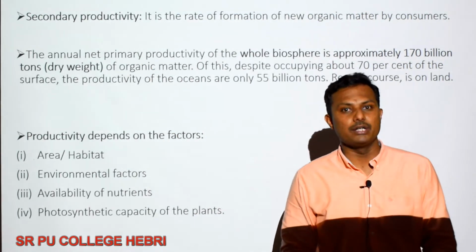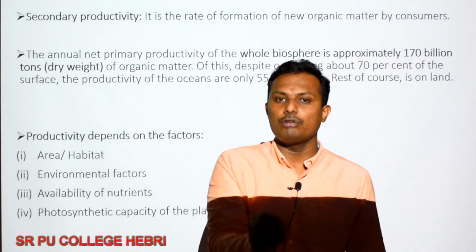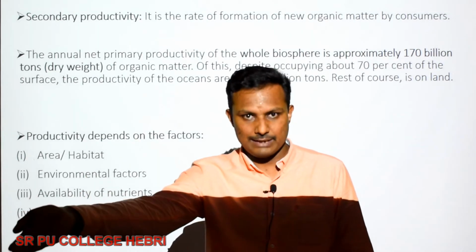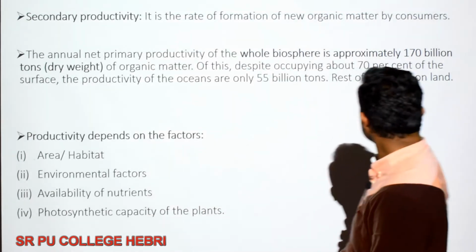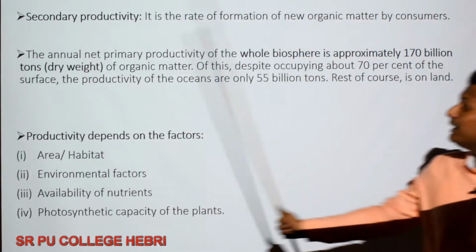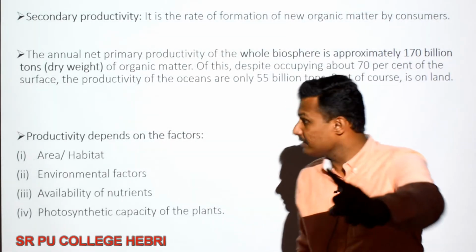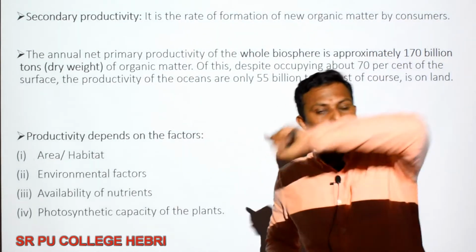Dry weight means what? If you take a small plant body, you have to remove each and every molecule of the water from that plant body, and whatever weight remains is the dry weight of the plant. So dry weight itself is how much? 170 billion tons dry weight will be there. This is per year. This is the organic matter produced by the living organisms in 1 year in the entire biosphere.